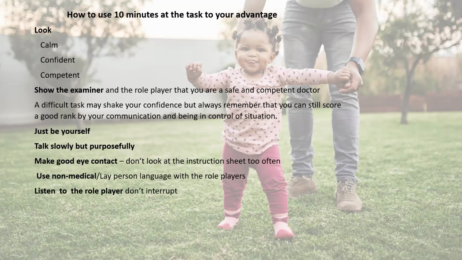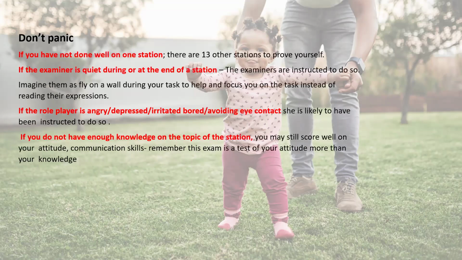In the 10 minutes when you go inside the cubicle, try, as I mentioned, to be calm and confident in yourself, with a gentle smile. Show the examiner that you are a safe doctor. Be yourself, like in your normal life or daily practice. Make eye contact with the examiner or the role player. When you are speaking to the patient, look at her, not here and there, up and down. Avoid using medical jargon, and try to listen actively to the patient.